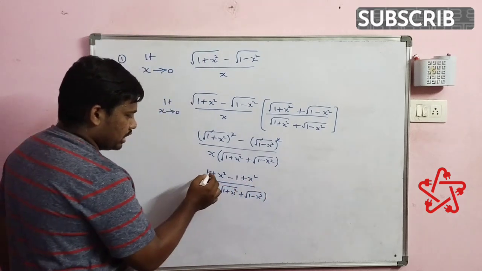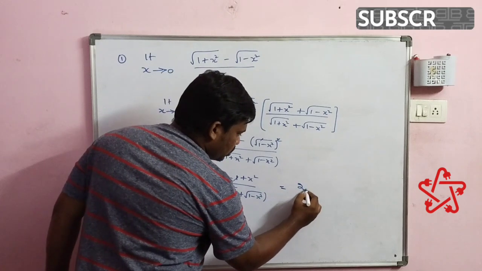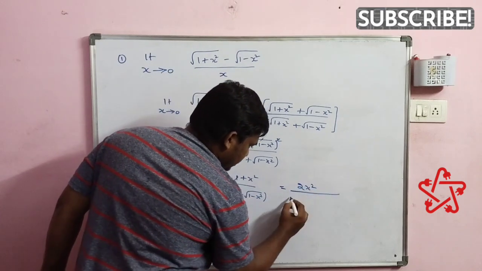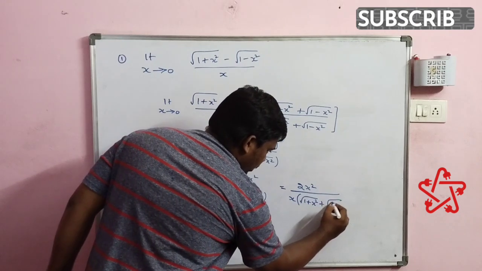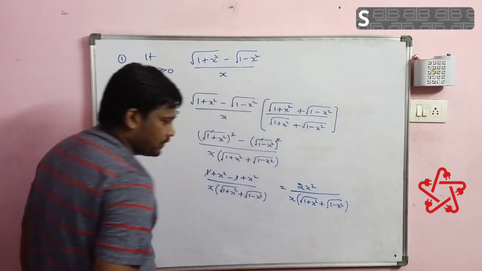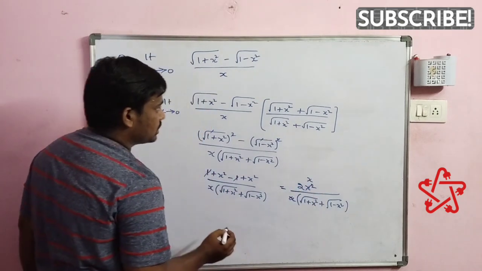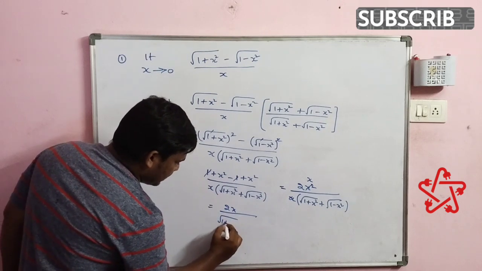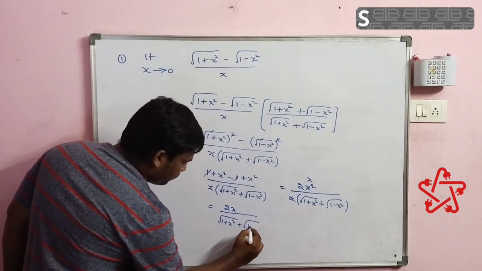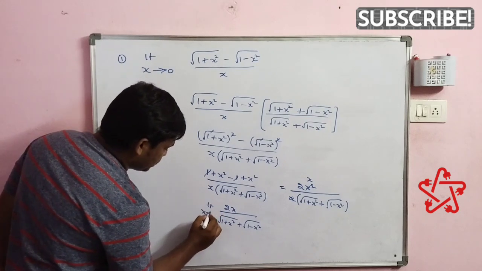Done. 1 and minus 1 get cancelled and it is 2x square. 2x square divided by x into square root of 1 plus x square plus square root of 1 minus x square. If you see clearly, x and x square will get cancelled. Here it will be 2x. So 2x divided by square root of 1 plus x square plus square root of 1 minus x square. Limit x tends to 0.